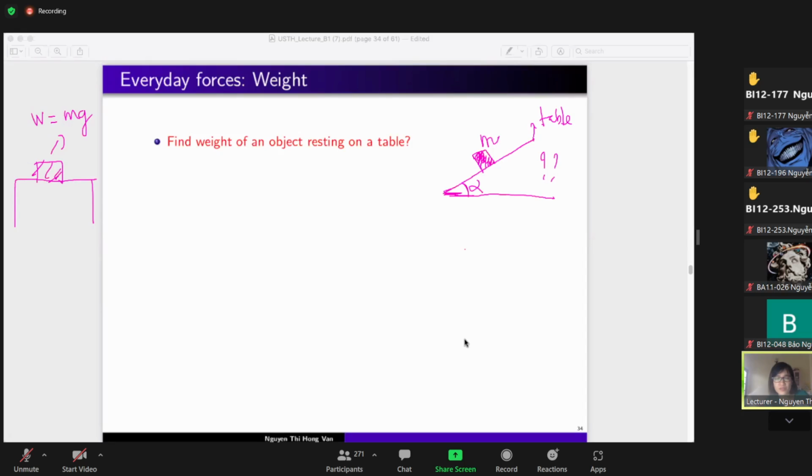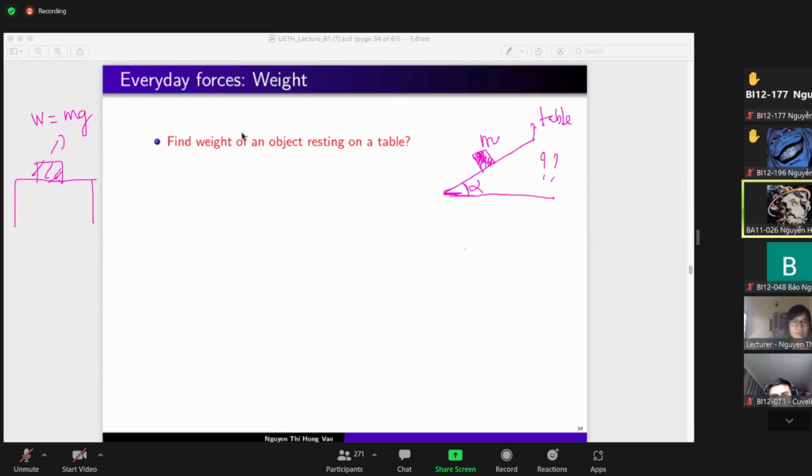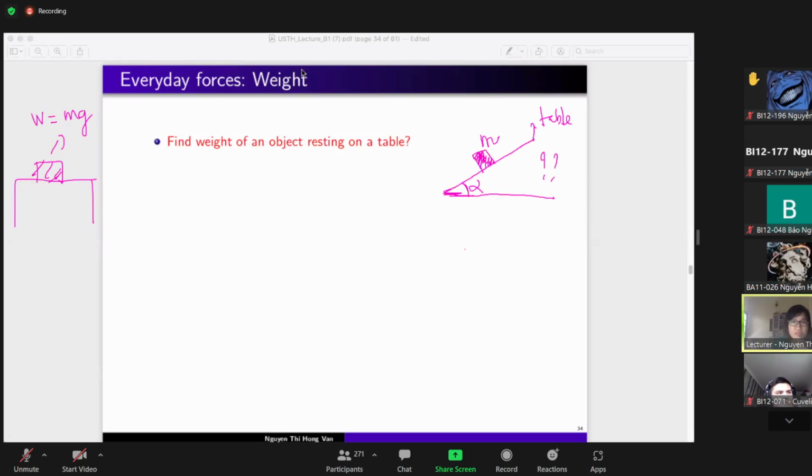Okay, Huỳnh Đức already finished, but do you have someone else? Okay, to be quick, Huỳnh Đức, can you present? The answer is the weight of the object is mg. Okay, sorry, Huỳnh Đức. Nguyễn Phú Huy. Okay, so the weight of the object is mg.